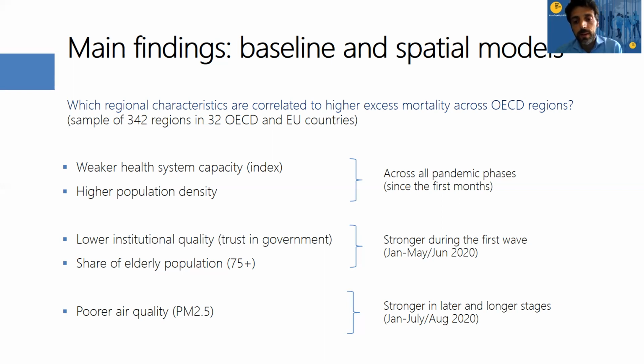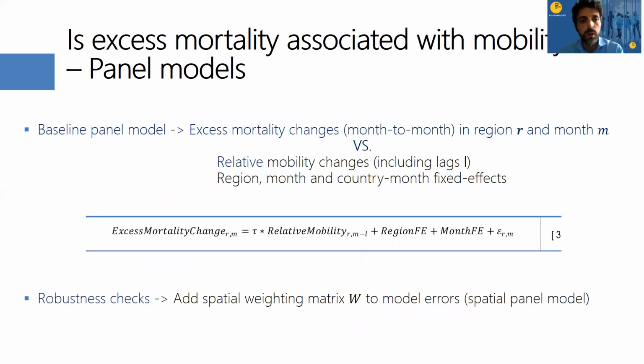On the other hand, there was also a role that emerged in terms of correlation between air quality, in particular a positive correlation between air pollution and excess mortality, and this correlation was particularly strong in later stages of the pandemic, starting from July, August 2020.